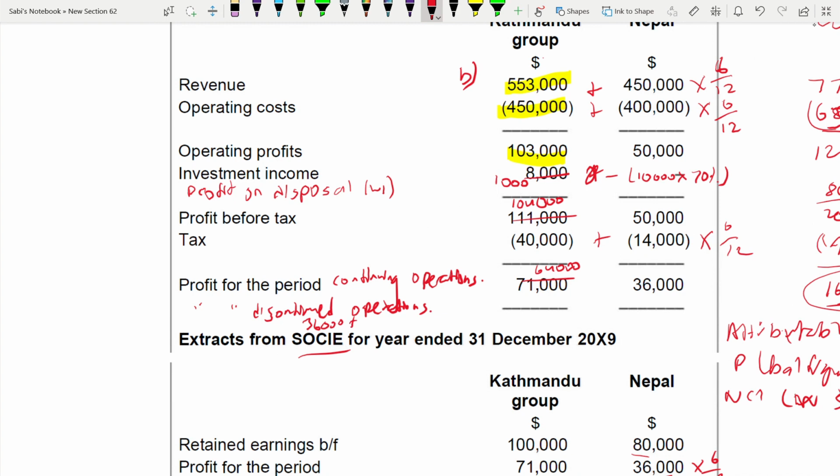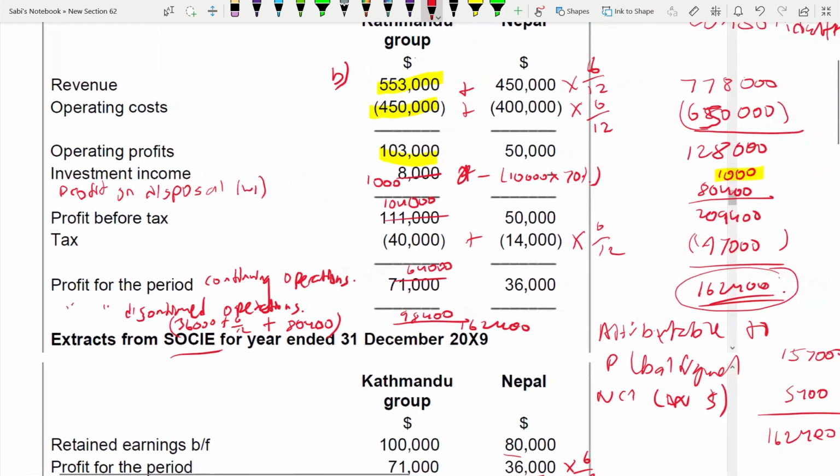36,000 profit takes 6 months, which is 18,000. With that, add profit from disposal. Already in working one we have done it when we did part A. Use it for part B, 80,400. Do not recalculate and waste time again. 80,400. So it will be 98,400. When you add it, it's 162,400, the total profit. Isn't it same as this one?